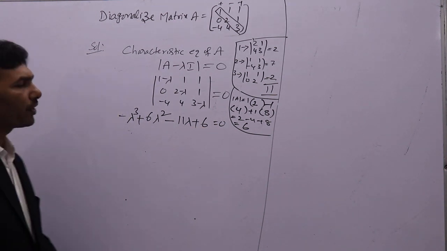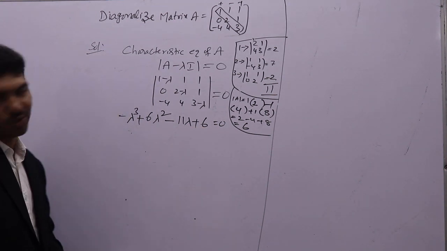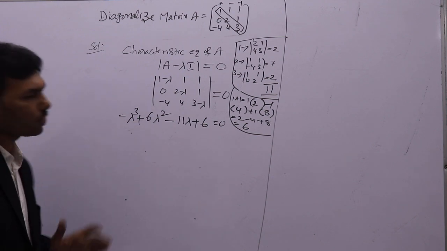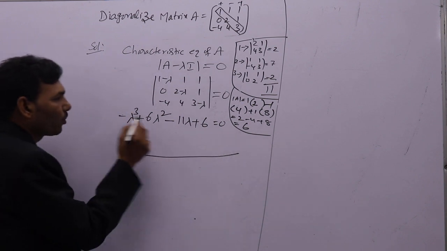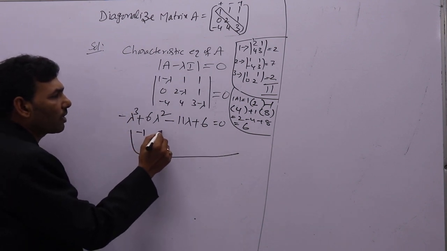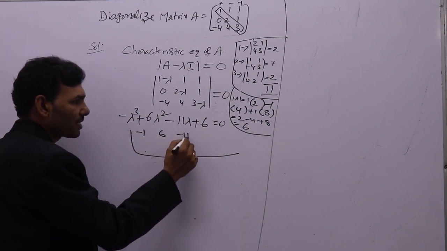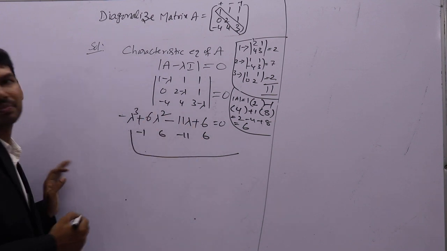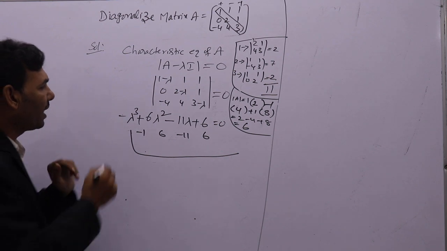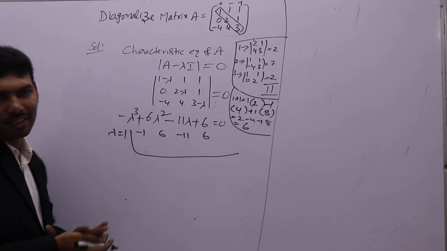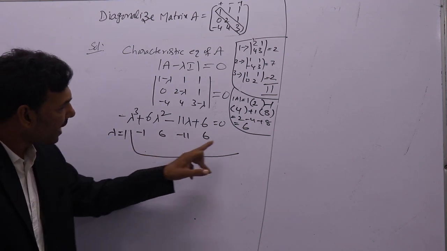Next we need to calculate lambda values. We need to solve this equation using synthetic division. I said synthetic division: write the coefficients minus 1, 6, minus 11, 6. I said one technique to decide whether lambda equal to 1 is a factor or not. What is the technique? Simply add these four.